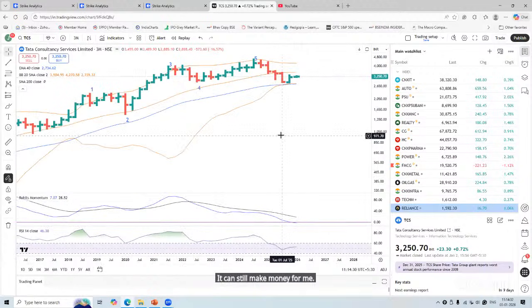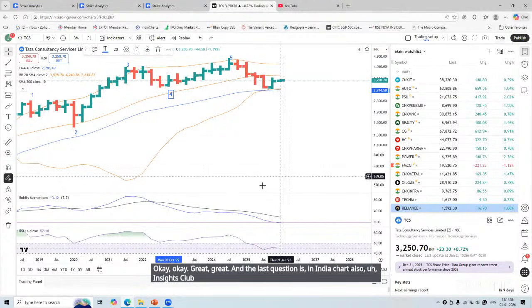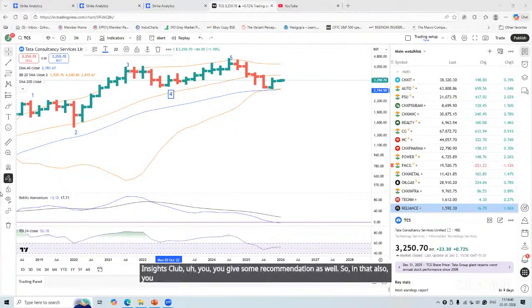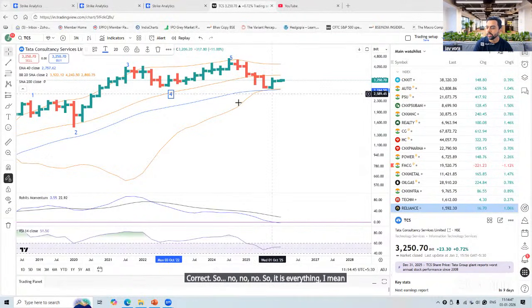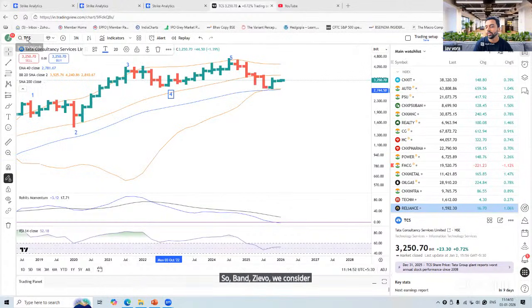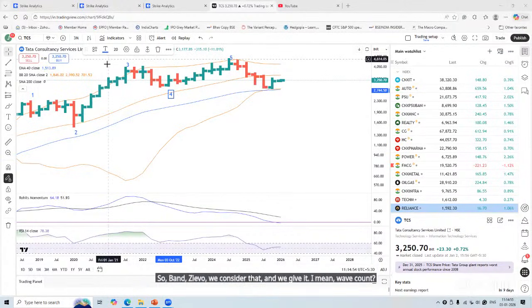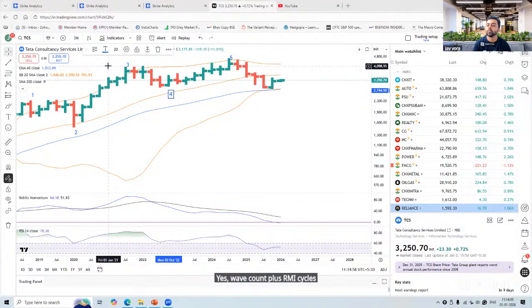And the last question is, in India chart also, Insights Club, you give some recommendations as well. So in that also, do you consider this OI position as well, or only on the basis of Elliott wave? No, no, it is everything. I mean, this Rohit setup, you know, right? So bands, we consider that and we give it. It is an integrated approach: wave count plus RMI cycles plus OI and all those things.